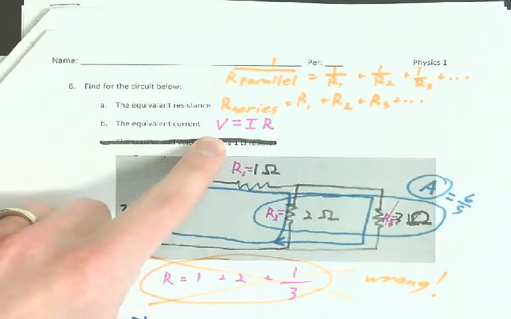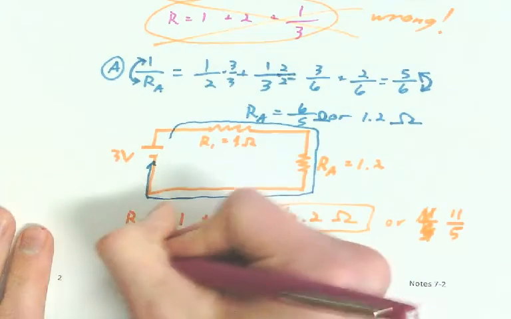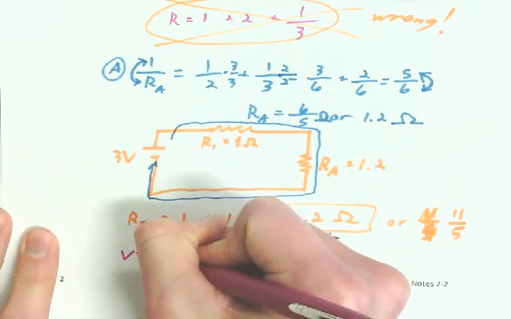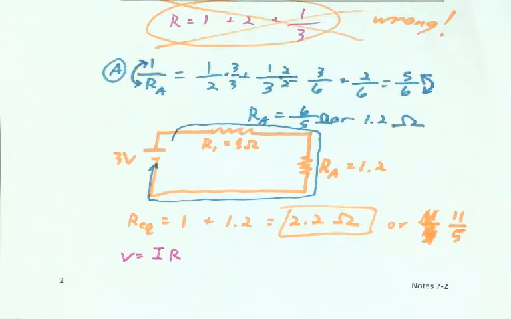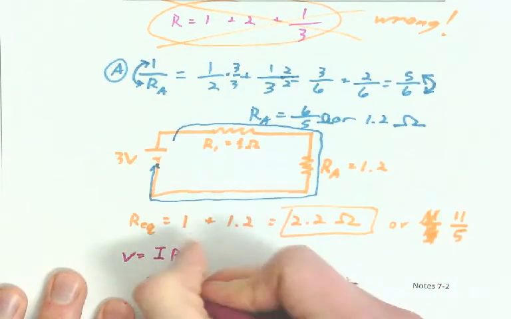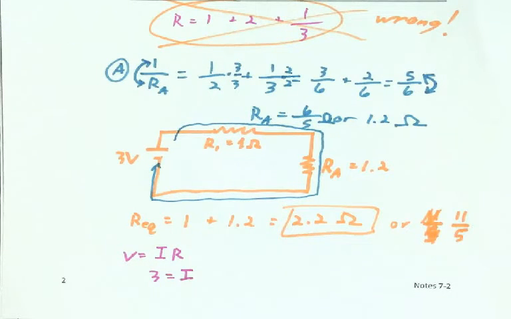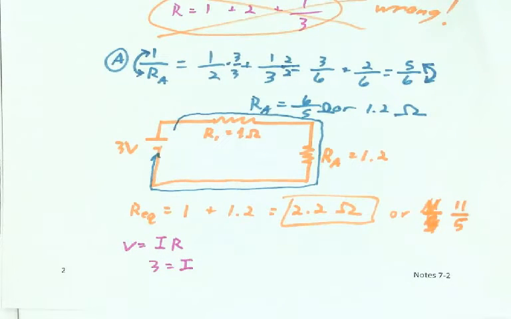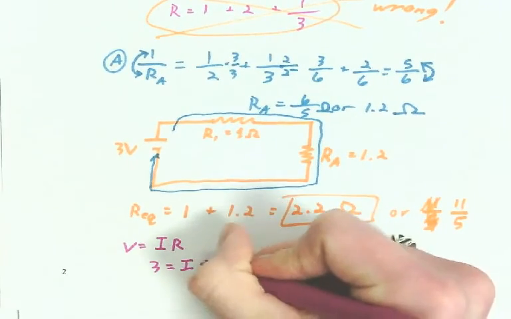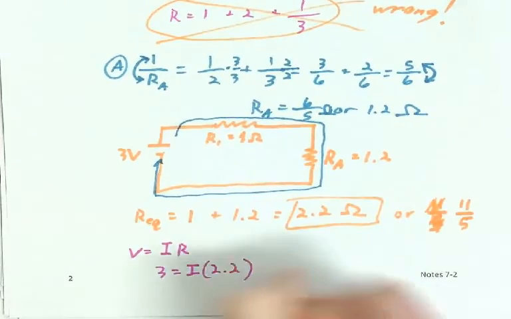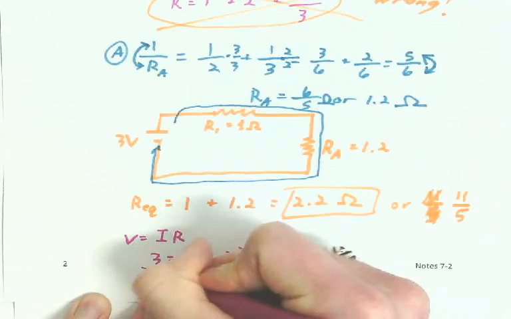And the equivalent current is just going to be V equals IR. My voltage is given as 3. I is what I'm solving for. My resistance is given, it's 11/5. You can go ahead and leave that as 11/5 if you want, or you can leave it as 2.2. Divide both sides by 2.2 to get I by itself. Or you can do it as a fraction, either way.